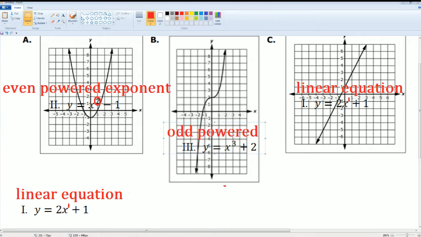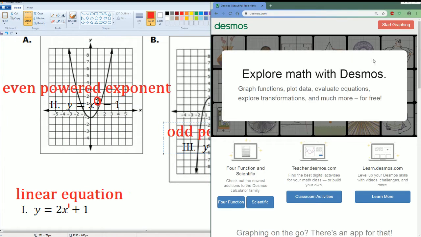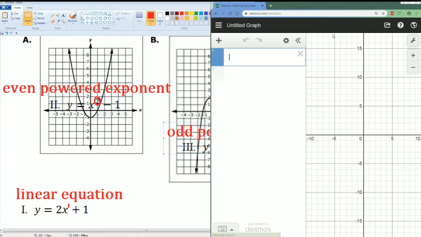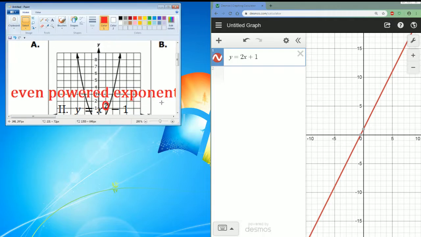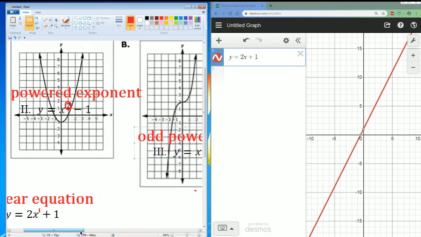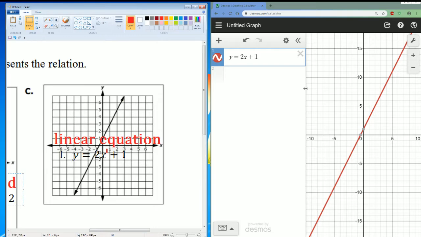Okay, then some of you don't want to believe me, so let me show you this. I'm going to pull up Desmos and I'm going to graph. So the first one was y equals 2x plus 1. Notice how it matches exactly right there.